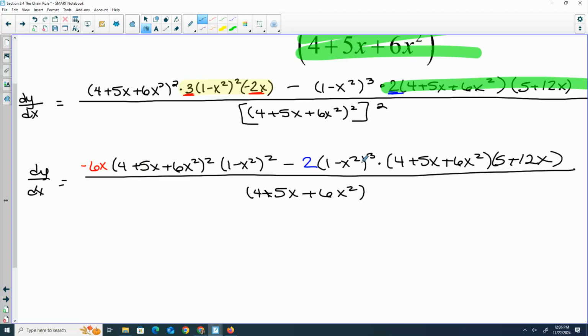Okay, so now squared is to the 4th. When I look at this, I have the same thing showing up in every term. So we can cancel only one of them. So I could take out one of these and then that's 3 of them left on the bottom. So my derivative is negative 6x times the 4 plus 5x plus 6x squared. You could distribute the negative 6x there if you wanted.